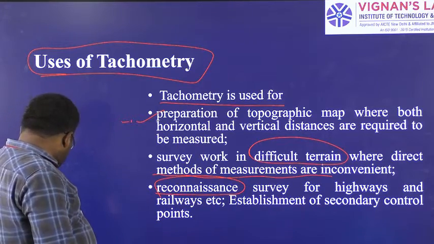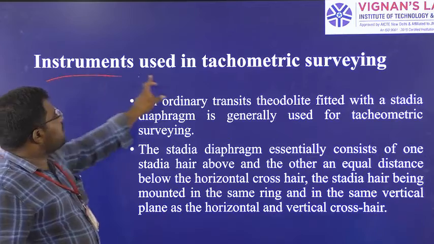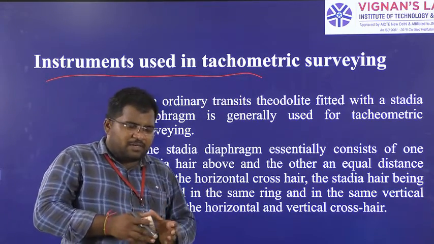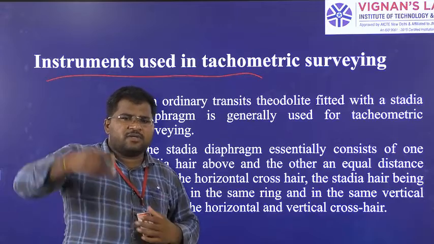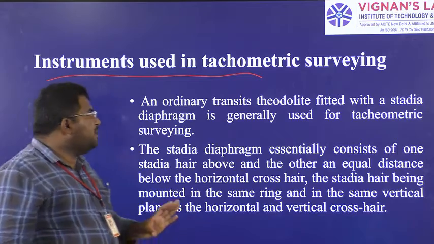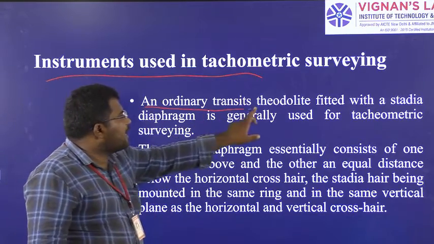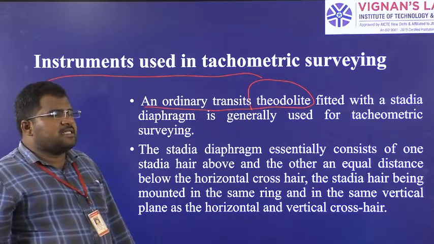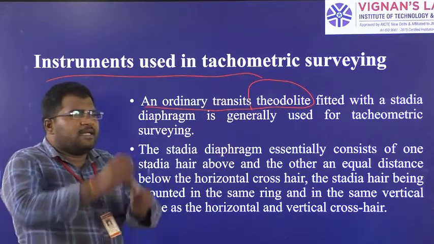So, instruments used for tachymetric surveying. Here one instrument will be there, and also we have a staff. So mainly the staff will be there and the instrument will be there. Now an ordinary transit theodolite, I already told that. A tachymeter is nothing but a theodolite, but it is a transit.